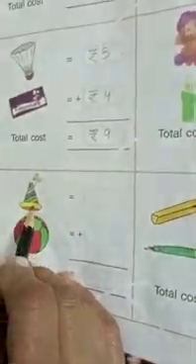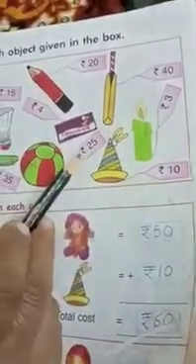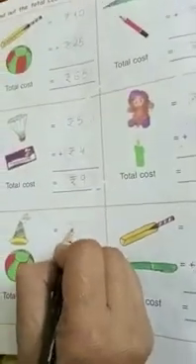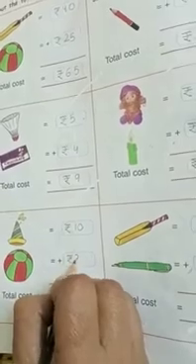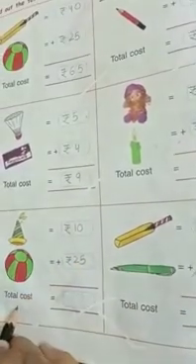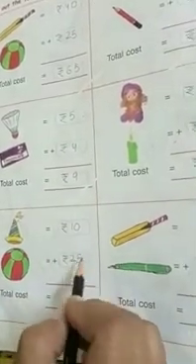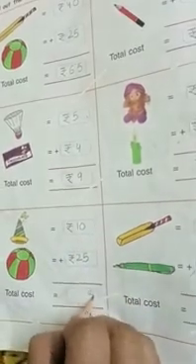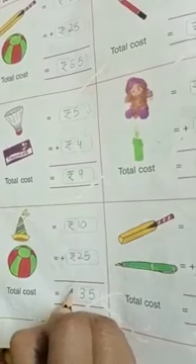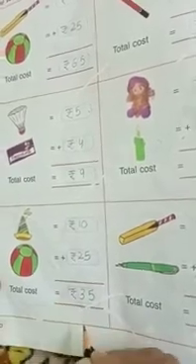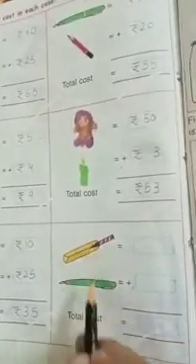Now the cost of this birthday cap and ball. Birthday cap 10 rupees and ball 25 rupees. Now you have to find out the total cost. You will add it, 5 plus 0, 5 and 2 plus 1, 3. 35 rupees. Clear? Now next, bat and pen.